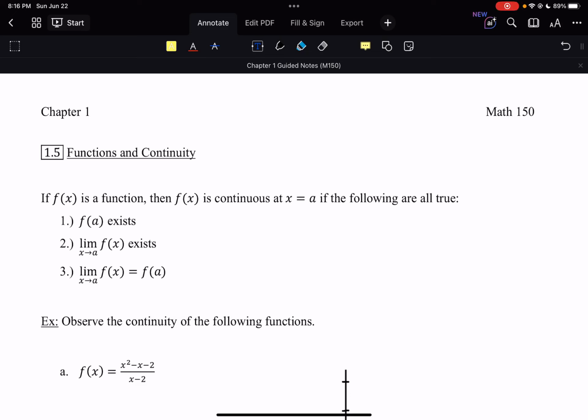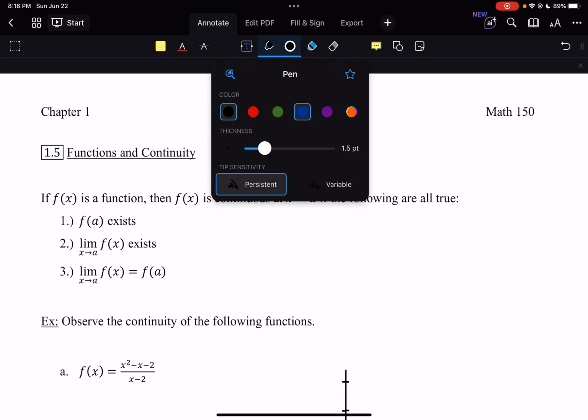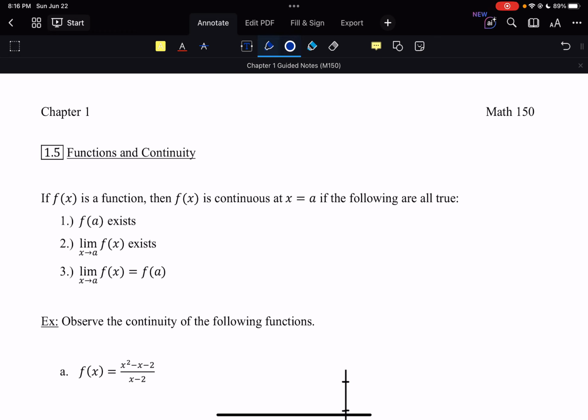Welcome to section 1.5. In this section, we're going to be talking about the concept of continuity for functions. We have already explored the concept of limits. We have seen how we can deal with limits as x approaches certain values, as x is approaching infinity. We've looked at some of those behaviors. Now we're going to talk about what it means for a function to be continuous.